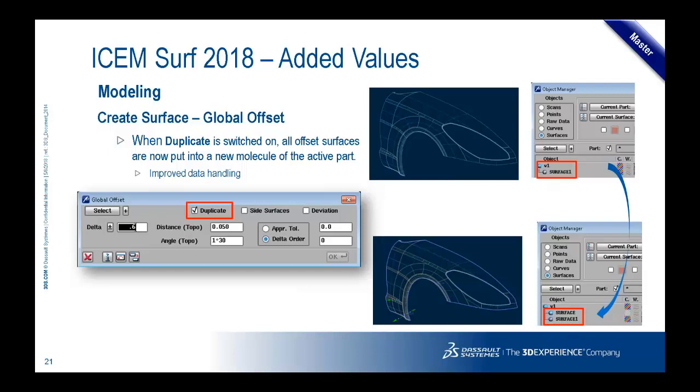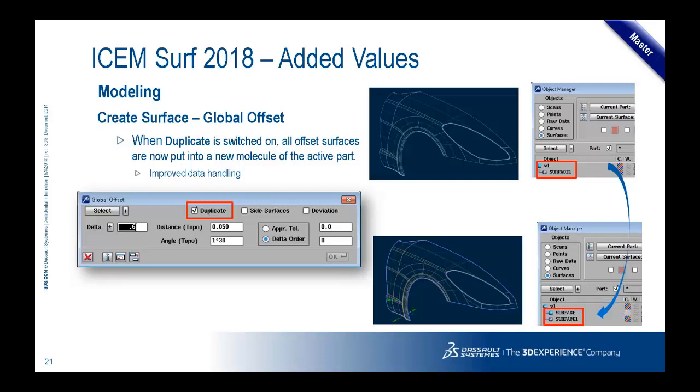Okay, now this is a useful feature. How many times have you used global offset but something hasn't gone quite right and you perhaps want to delete it and do something differently? Or alternatively, you want to make the offset a different color from the main surface? What ICEM Surf used to do is it would put the patches and faces into the same molecule as before. So this made it rather tricky to delete it or pick it in one go, because it was very close in distance, if you like, to the master surface.